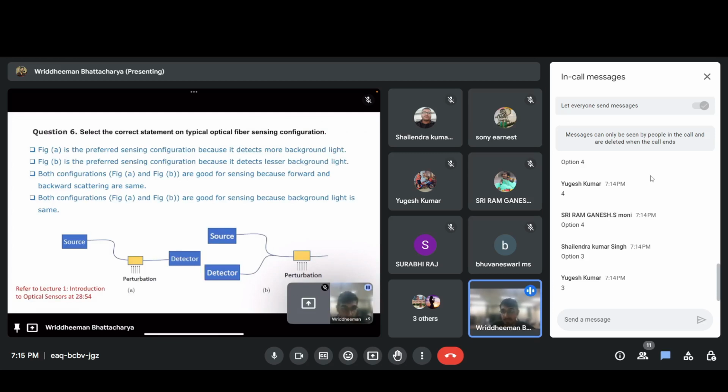So, the next question is a pictorial study question. We can see here a source is attached to a detector via which perturbations are being done for fiber sensing. Similarly, in figure B, we can see that the source and the detector are on the same side, whereas in figure A the source and detector are on opposite sides of each other. So, the correct statement on this typical optical fiber sensing configuration is as follows.